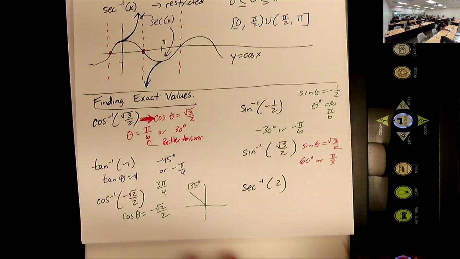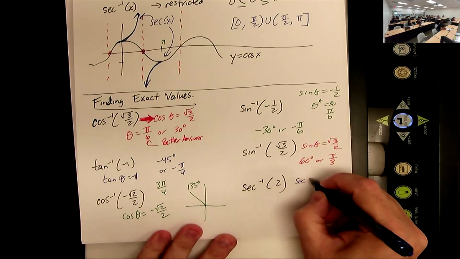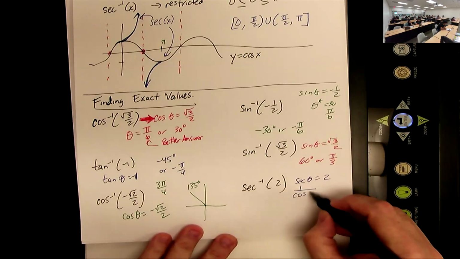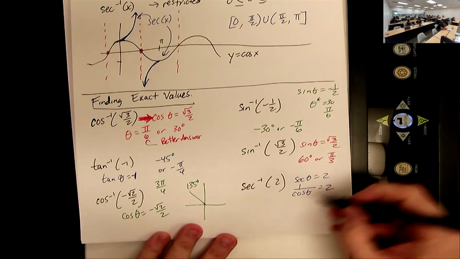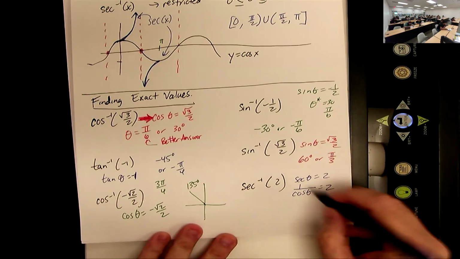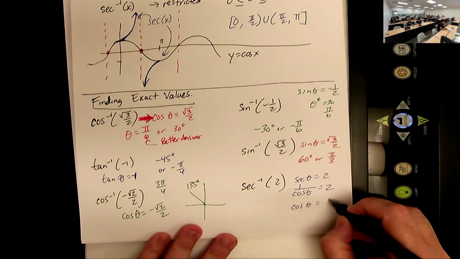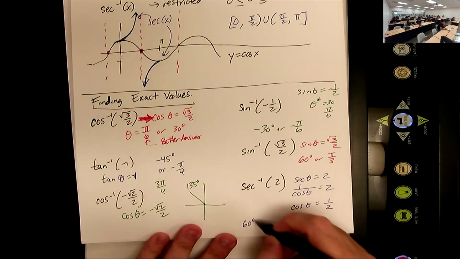What is this? Secant theta equals two. So this is like saying one over cosine theta equals two. And if we take the reciprocal, or you cross multiply, we end up getting cosine theta equals 1/2. And that happens at 60 degrees or pi over 3.